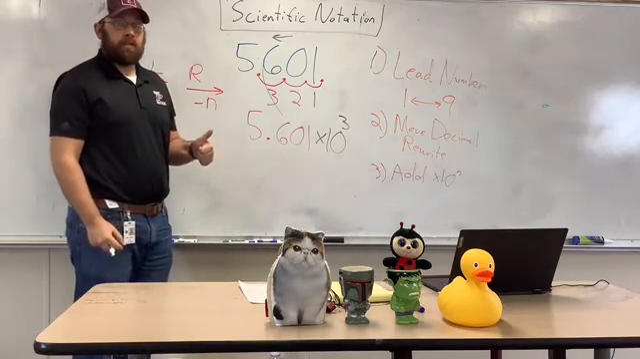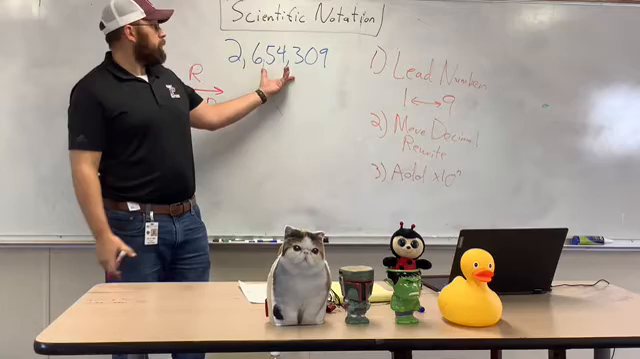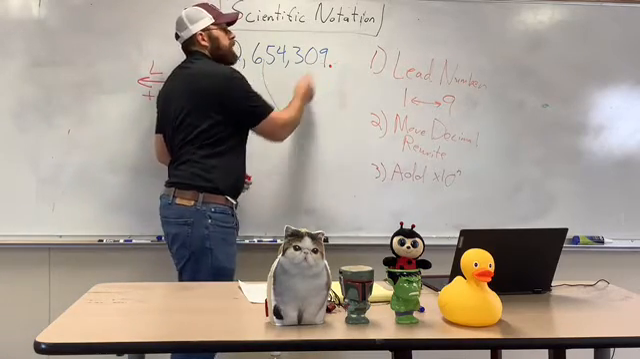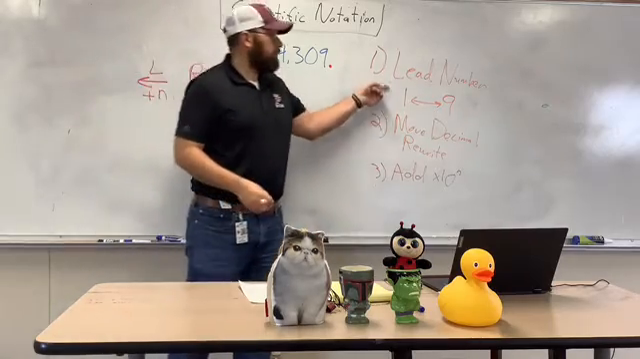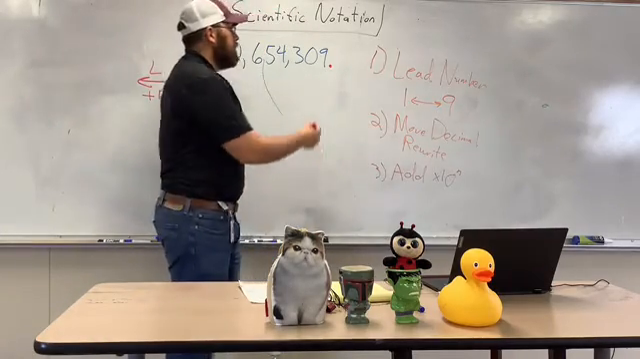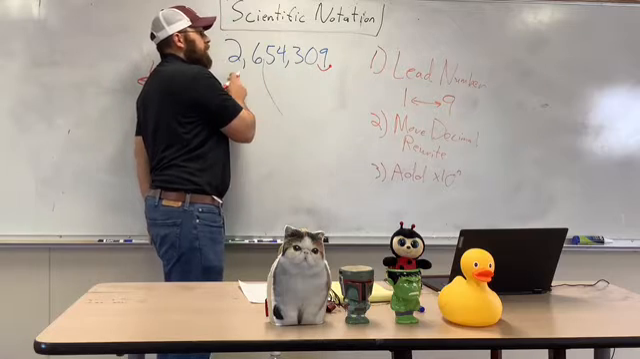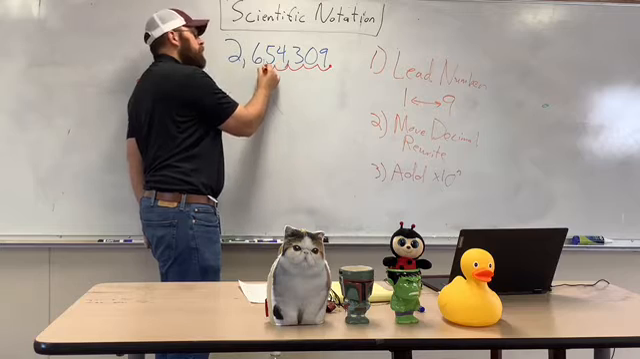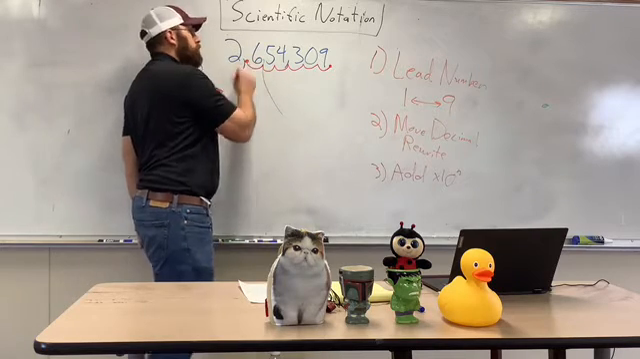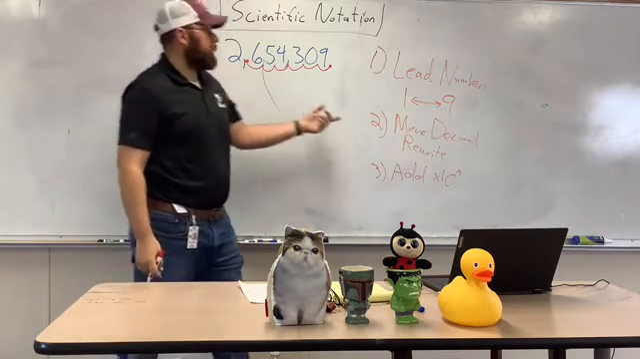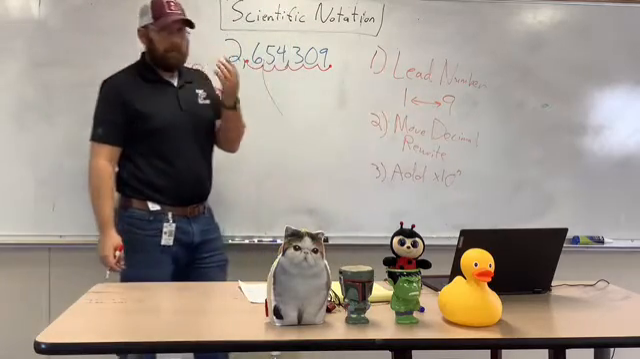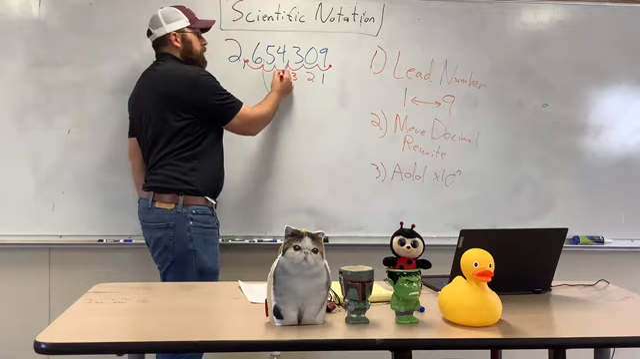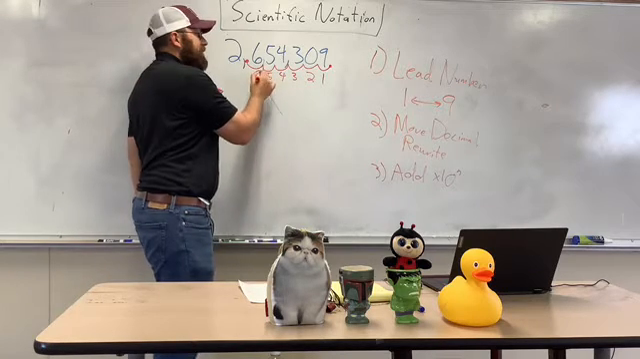I'm going to do another example. All right, example number 3. We have a very big number. We don't see the decimal anywhere, so we know it's behind the ones place. So our first step, lead number has to be between 1 and 9. So, is that between 1 and 9? No. We're good now. 2 is in between 1 and 9. Alright, then we moved it 1, 2, 3, 4, 5, 6 times.